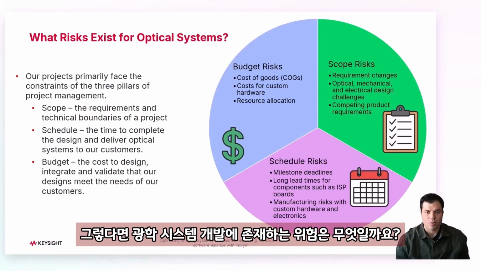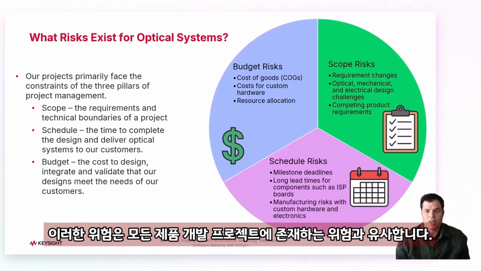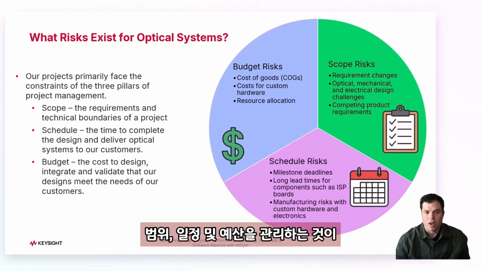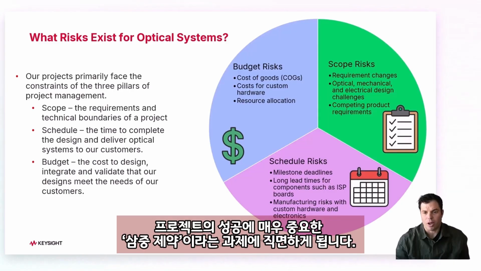So, what are some of the risks that exist for optical systems? These are similar risks that exist for all product development projects. In some management philosophies, teams will face challenges of the triple constraint, where managing the three pillars of the project, the scope, the schedule, and the budget, are critical to the project's success.